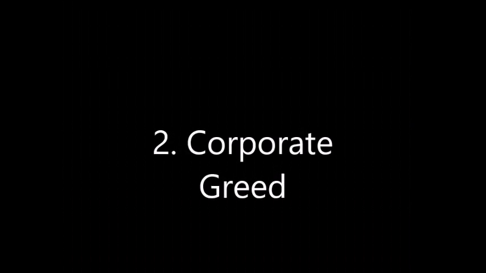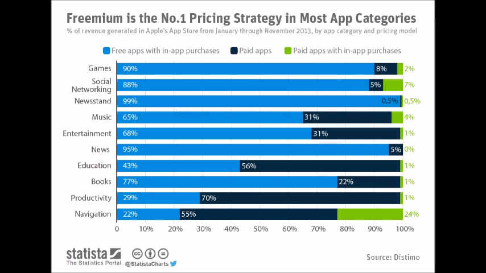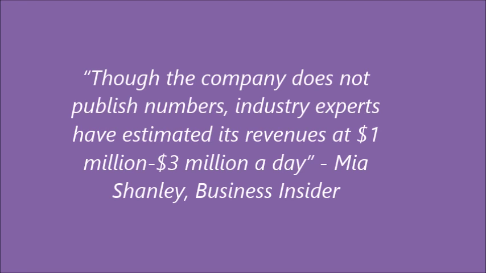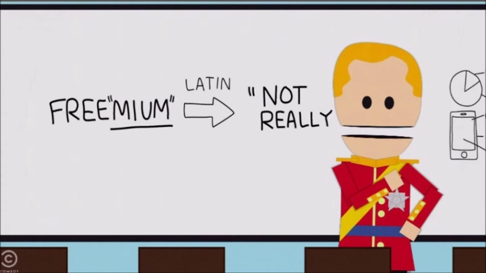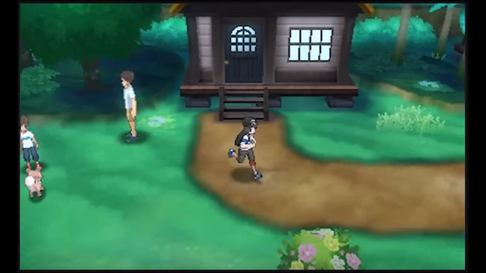Number 2. Corporate greed. Due to how the freemium model works, most titles tend to see greater economic success faster than titles developed by creators who are looking to make a higher quality game. Back to the example of Candy Crush, Mia Shanley emphasizes that, though the company does not publish numbers, industry experts have estimated its revenues at $1 million to $3 million a day. For a game that is free to play, gamers are spending a lot of money in order to win at a game that has little to offer in comparison to a higher quality game.